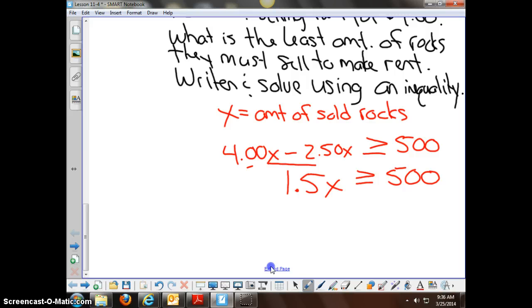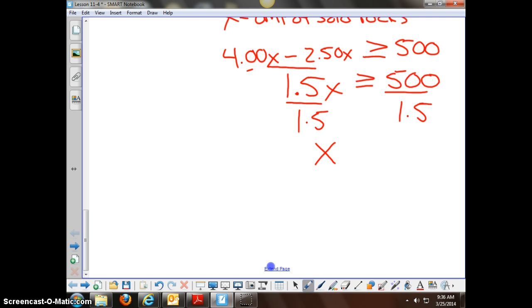So, what's next? Divide by 1.5. And clean it up. You get 333 and 1/3. So what do you want to put for an answer? First of all, do you think that you can buy 1/3 of a rock? No, I think you should round up to 334. Yeah, because 333 is not going to get the job done, is it? Nope. 333 is not going to give you $500, but 334 is definitely going to give you $500 and a little bit more, right?